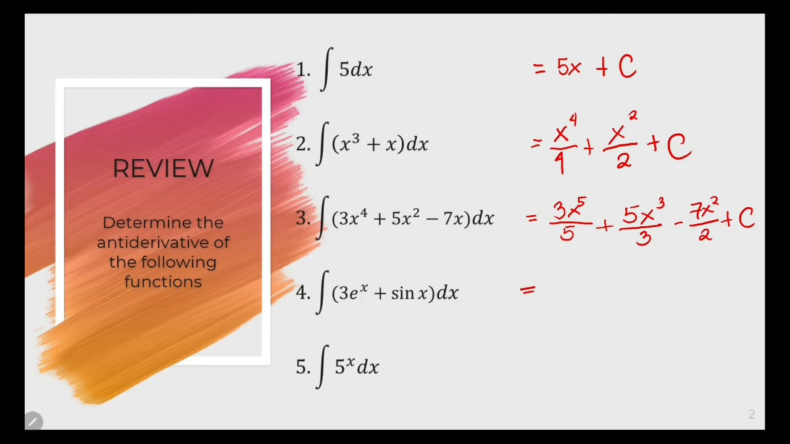For number 4, this is a transcendental and trigonometric integration. Remember, the integral of e to the power of x is equal to itself. Similarly, the derivative of e to the power of x is equal to itself. So for this one, you have 3e to the power of x plus, remember, the integral of sine is negative cosine, so you have minus cosine of x plus the constant c.